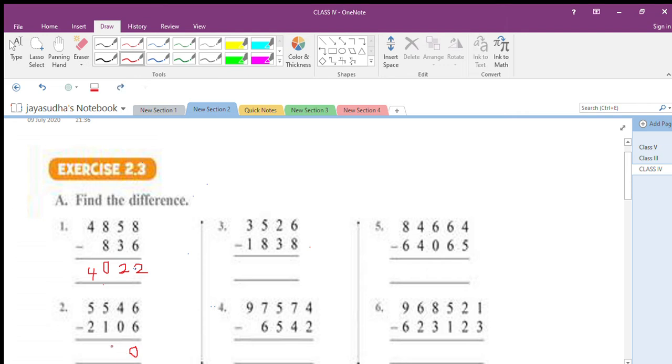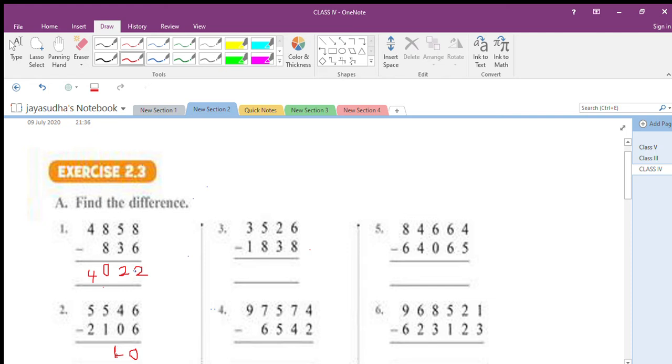So 4 minus 0 is 4. Are you okay? Then move on to the next column. Here 5, below 1. So 5 is the greater. So 5 minus 1, counting backwards, 5 minus 1 what? 4. 5 minus 1 is 4.